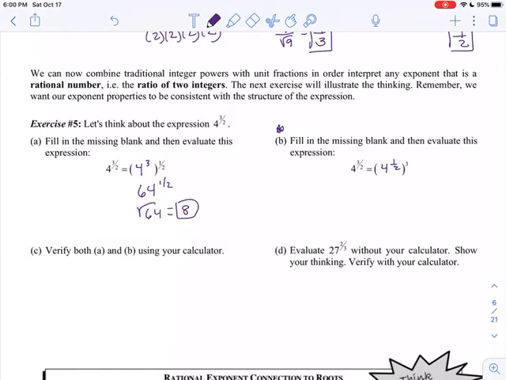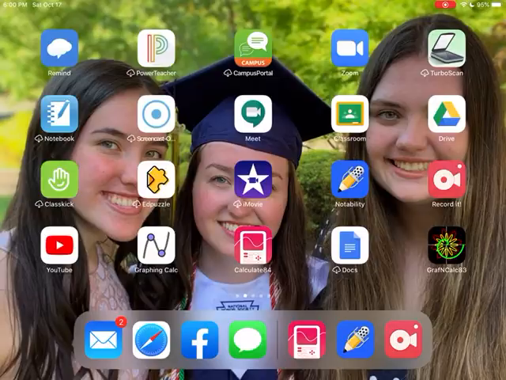Another way to look at this is 4 to the 3/2 is 4 to the 1/2 to the third power. And 4 to the 1/2 is just the square root of 4. And now I have that to the third power. And the square root of 4 is 2. 2 to the third power is 8. I like to work with smaller numbers, so I usually do the root first and the exponent at the end.